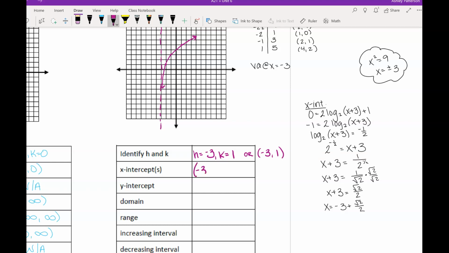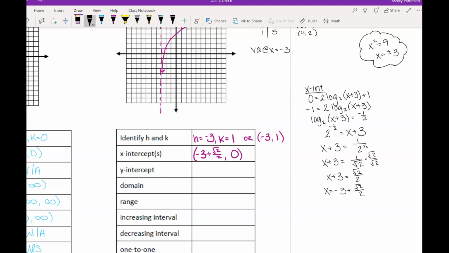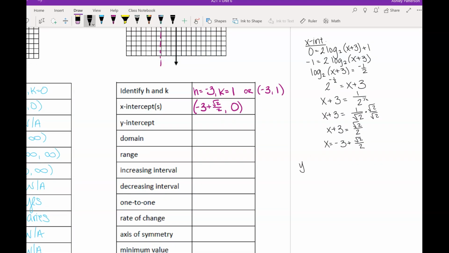We need to make sure that we write this as a coordinate. So negative 3 plus the square root of 2 over 2 comma 0. Please do not approximate. We want it in exact form. Okay, y-intercept. It looks like there's one, but it's not in my table. So mathematically, we get to find it again. Oh, the joys. So y is equal to 2 times the log base 2 of, plug in 0 for x, since this is the y-intercept.